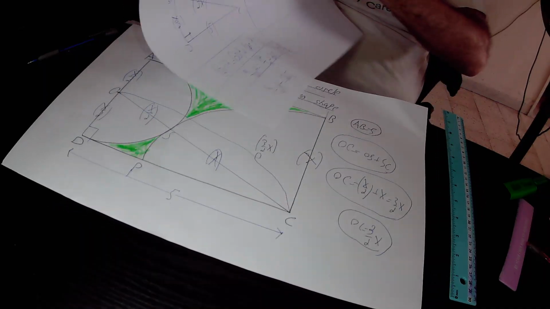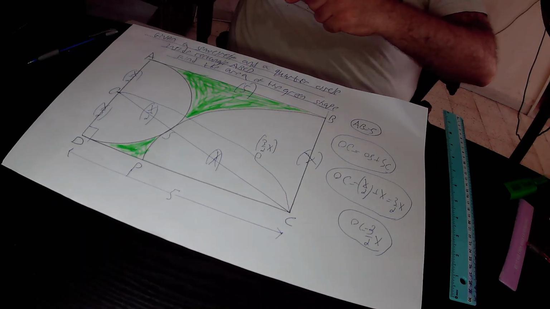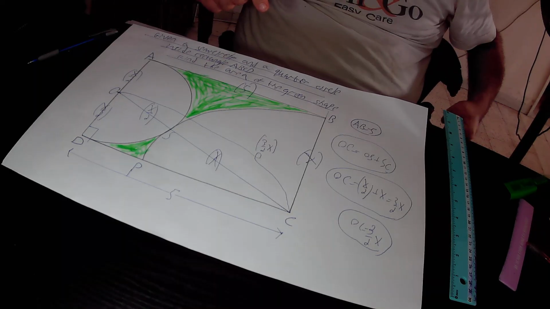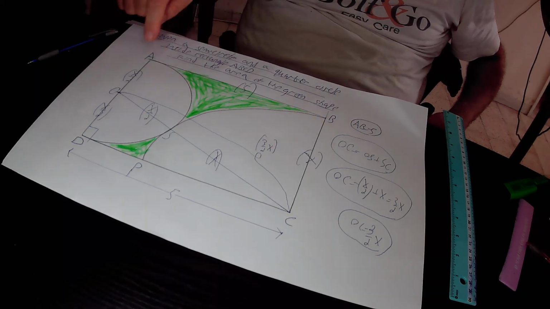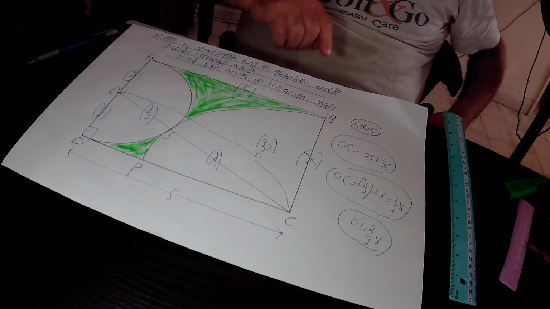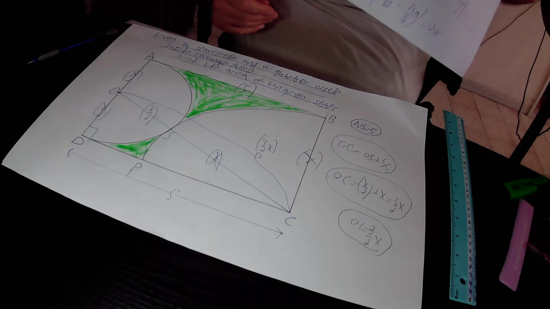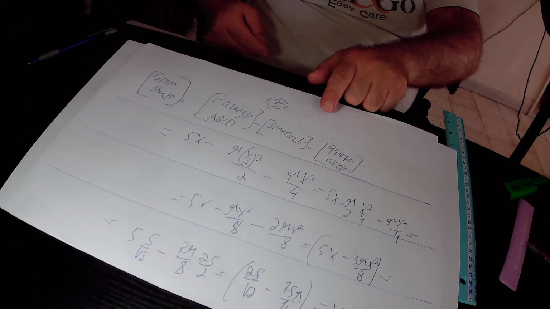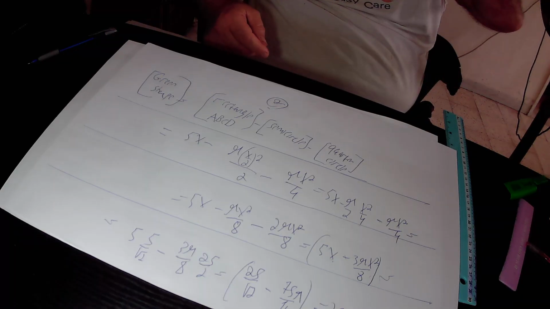Our mission is to find the area of this green shape. So what is the area of the green shape? From the drawing, it is very easy to see that the area of this green shape equals the area of rectangle ABCD minus the area of the semicircle minus the area of the quarter circle.